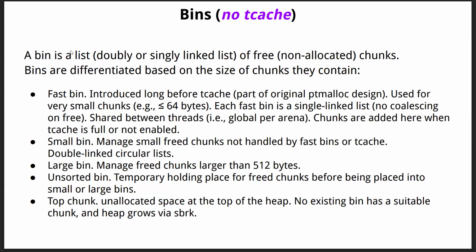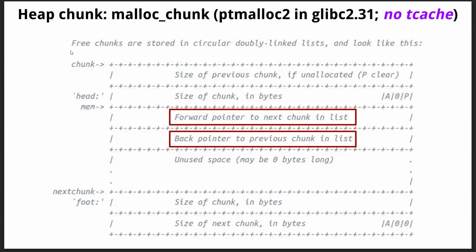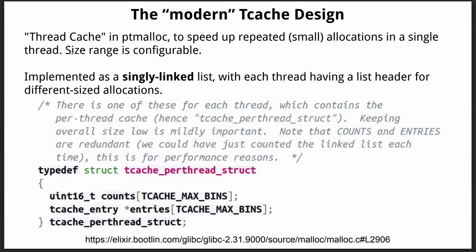Also, the top chunk is a huge memory chunk that has not been divided into smaller chunks. There's another name for it. We will talk about that later. So that is the basics. That is the ptmalloc version, no Tcache. What we're using right now is something called Tcache. This is a modern version, and we're still using it. Tcache here basically means thread cache in malloc, and it is designed to speed up repeated small allocations in a single thread.